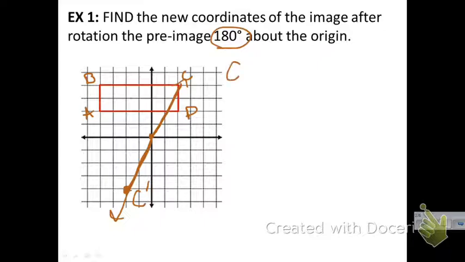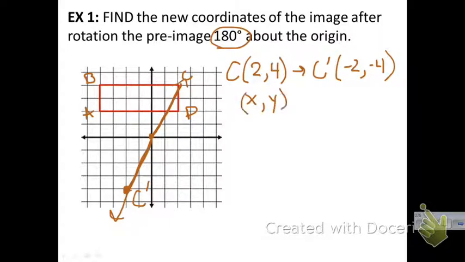So I said let's talk about these points. C is over 2, up 4. And it becomes C prime, which is back 2, down 4. And we talked about what happened to these two values. We can see that if we started out with x, y here, our new x, y would then become negative x, negative y. It went from a 2 to a negative 2 and a 4 to a negative 4. So we can do that with all of our points.